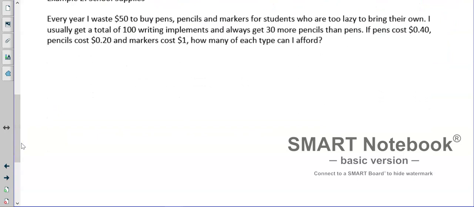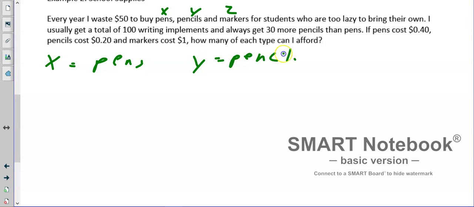All right. So we have pens, pencils, and markers. This is one where using the letter doesn't help because that would be P, P, and M. So I'm going to use X, Y, and Z. Okay. So X is my pens. Y is my pencils. And Z is my markers.